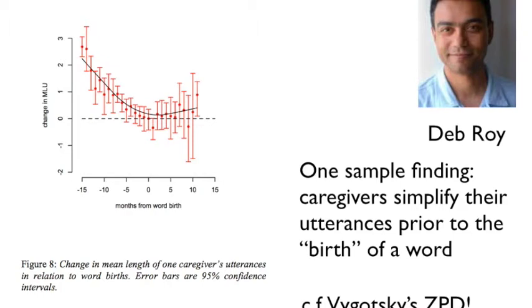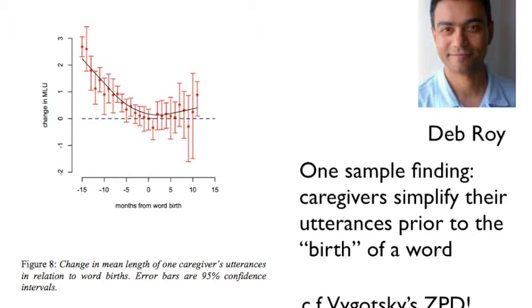And we can look at the complexity of the sentences containing the word that's about to be born prior to and after its emergence. The complexity is measured in a very simple way. How long, on average, are the sentences that contain the word? If it's longer, it's more complex. And the graph there shows a remarkable thing. It shows that prior to the birth of a word, the environment prepares the child by simplifying sentences that contain that word. They get progressively simpler until the word is born, and then they go back to getting more complex.